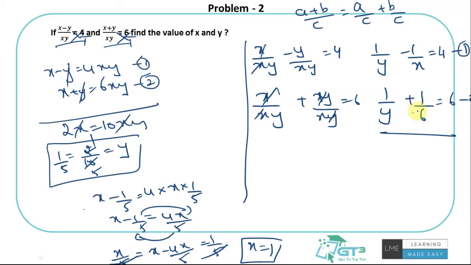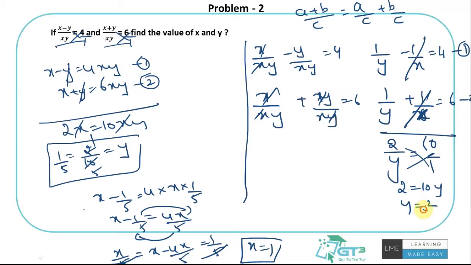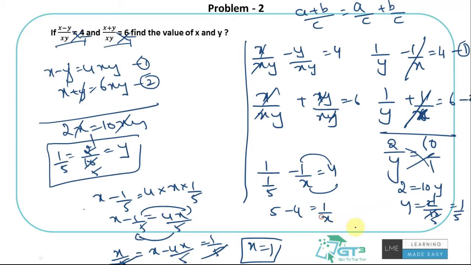Right, now I add both equations 1 and 2. Minus 1 by x plus 1 by x gets cancelled out. 2 by y equals 4 plus 6, 10. Right? So 2 equals 10y, y equals 2 by 10. So that's 1 by 5. Once I know y is 1 by 5, let me replace it here, right? 1 by 5 minus 1 by x equals 4. So 1 by 5 is 5, 4 comes here, it becomes minus 4. Minus 1 by x goes here, it will become 1 by x. So 1 is 1 by x. So x is 1. That's what I got, right? So this is also a way to do it, but it's the same way. Anything would work.